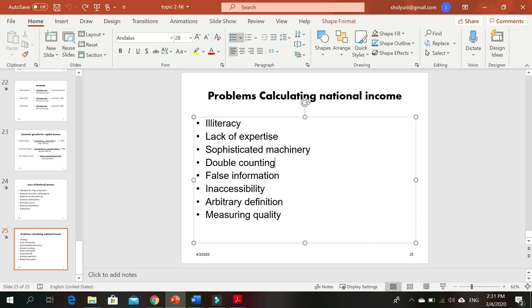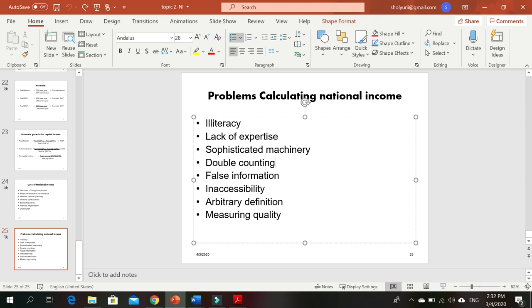And sophisticated machinery also needed, sebab dia melibatkan jumlah yang besar, bukan jumlah yang calang-calang. Okay, so bila melibatkan jumlah yang besar ni, we need advanced machinery, advanced computer. Tak boleh pakai calculator biasa, tak boleh pakai handphone nak calculate. Trillion, billion. So jumlah yang besar, kena ada advanced computer, super advanced computer. Some country cannot afford to buy. They don't have the source to buy that machinery. So jadi dia tak accurate in terms of calculating.